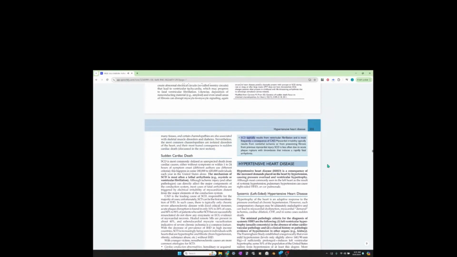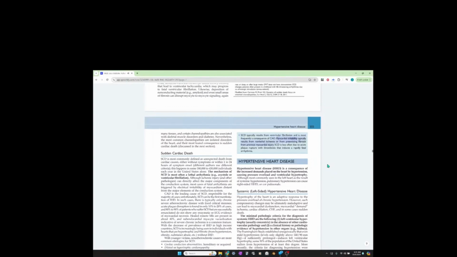Many tissues. And certain channelopathies are also associated with skeletal muscle disorders and diabetes. Nevertheless, the most common channelopathies are isolated disorders of the heart, and their most feared consequence is sudden cardiac death. SCD typically results from ventricular fibrillation and is most frequently a consequence of CAD. Myocardial irritability typically results from non-lethal ischemia or from pre-existing fibrosis from previous myocardial injury. SCD is less often due to acute plaque rupture with thrombosis that induces a rapidly fatal arrhythmia.